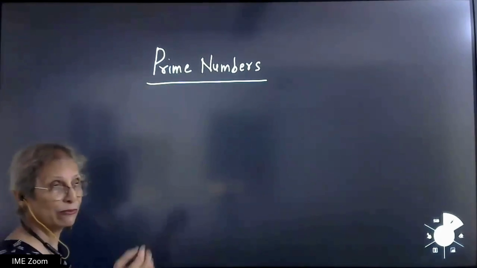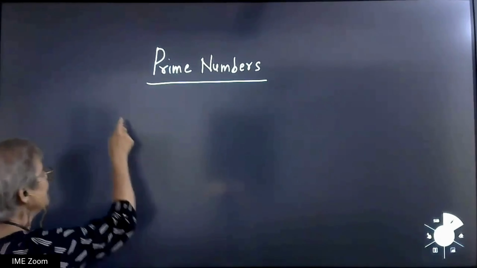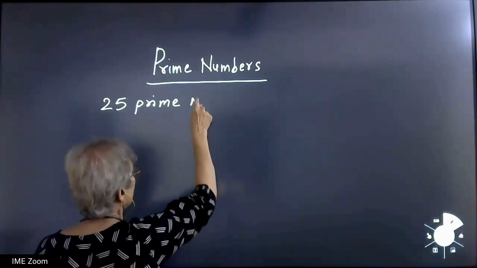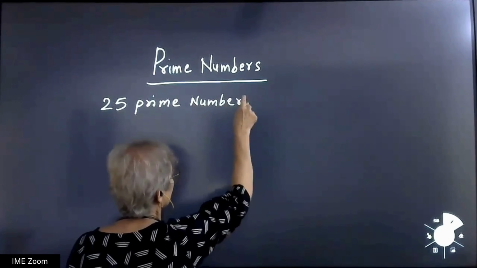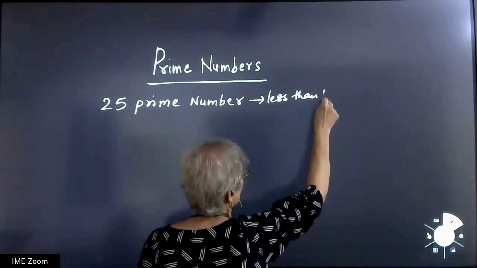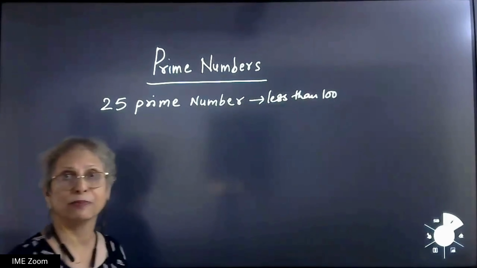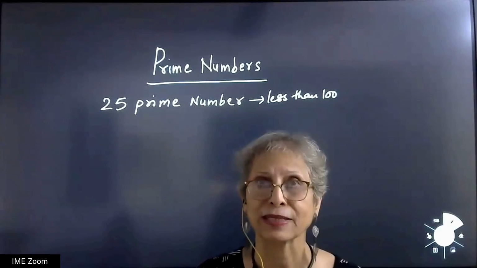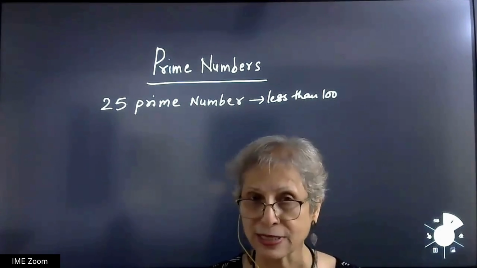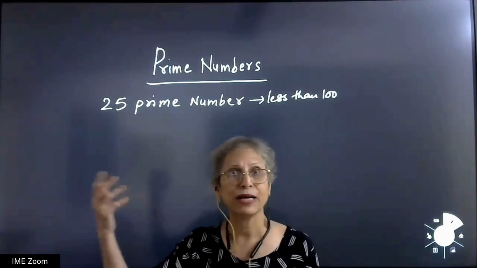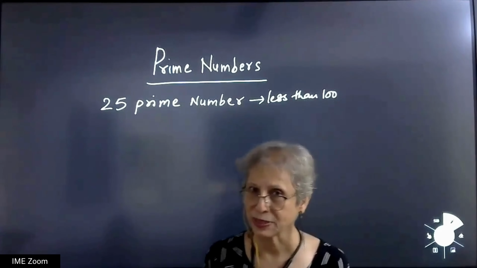From 1 to 100, there are 25 prime numbers. You have to learn all these prime numbers by heart. 25 prime numbers less than 100. So up to 100, there are 25 prime numbers, right? All others are composite. What is the definition of composite numbers? They have more than two divisors. Such numbers are called composite numbers, right?